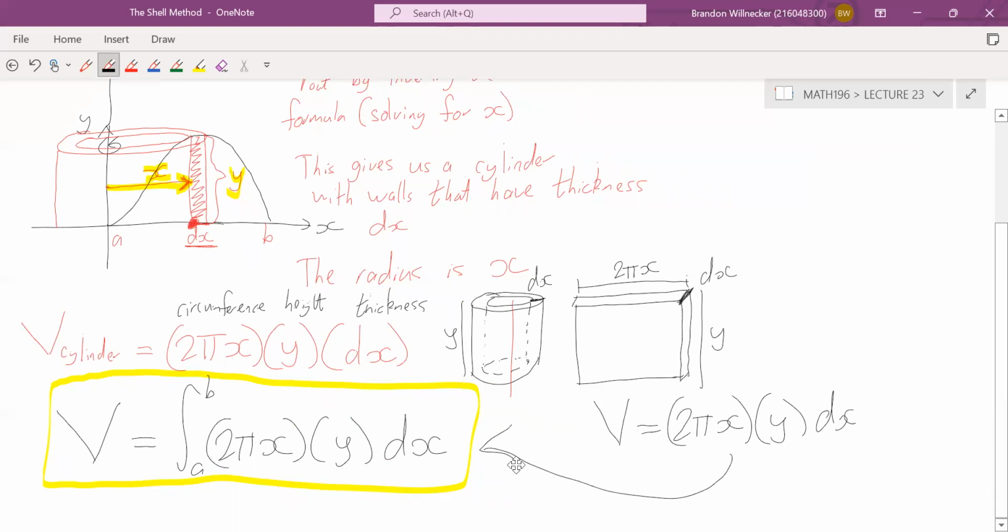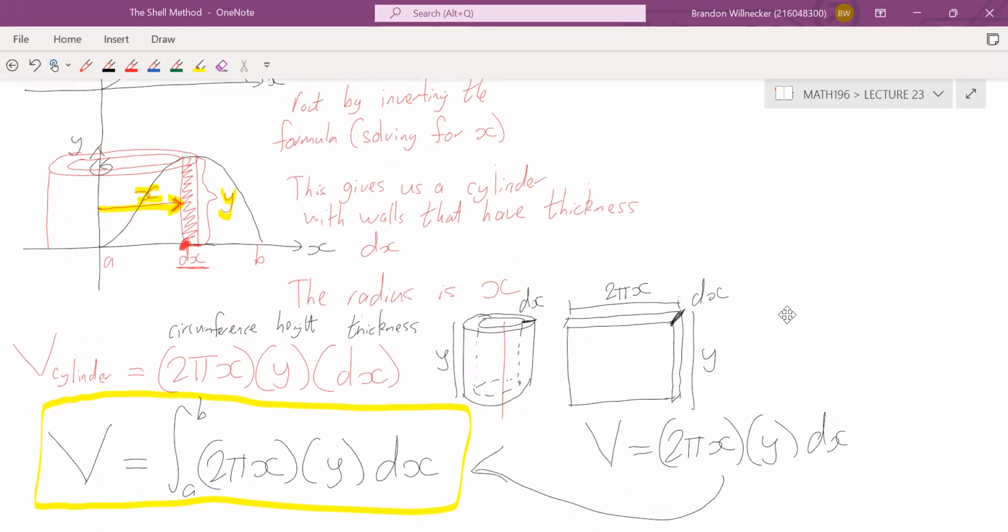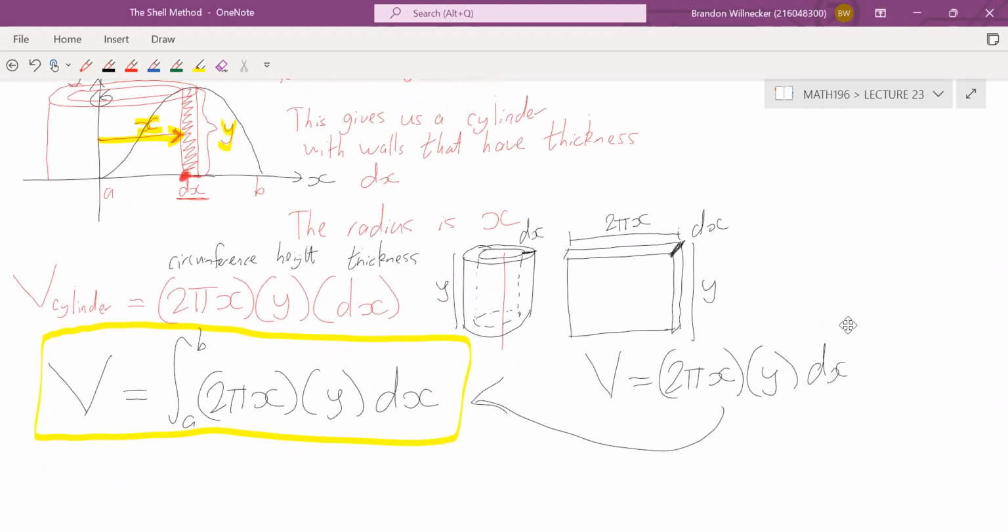Okay, so you can think of it in terms of the cylinder, or you can think of it in terms of unrolling the cylinder. In either case, we get the same volume, and that's the volume of one of the cylinders. But remember, we're cutting it up into lots of cylinders. At each x point, we're going to put a cylinder. So the sum then becomes an integral, right? Because we're dealing with continuous x variable. So we integrate from A to B, the volume of each cylinder, and that gives us the total volume.